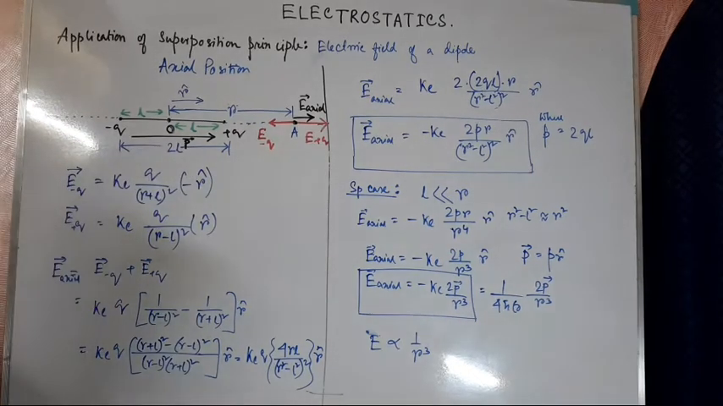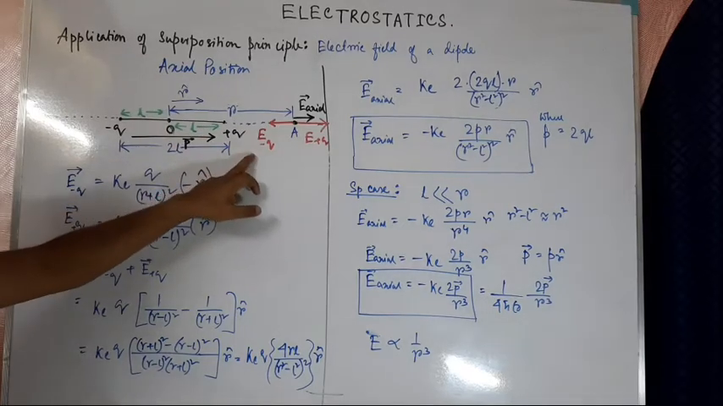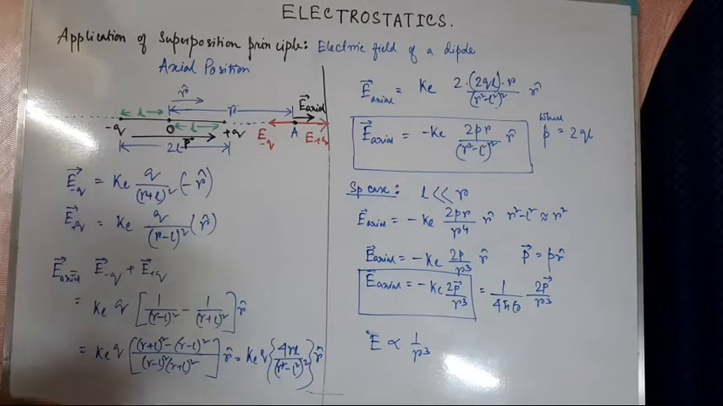Now, according to the superposition principle, we have to find the electric field for these two charges individually, and then add them up vectorially.